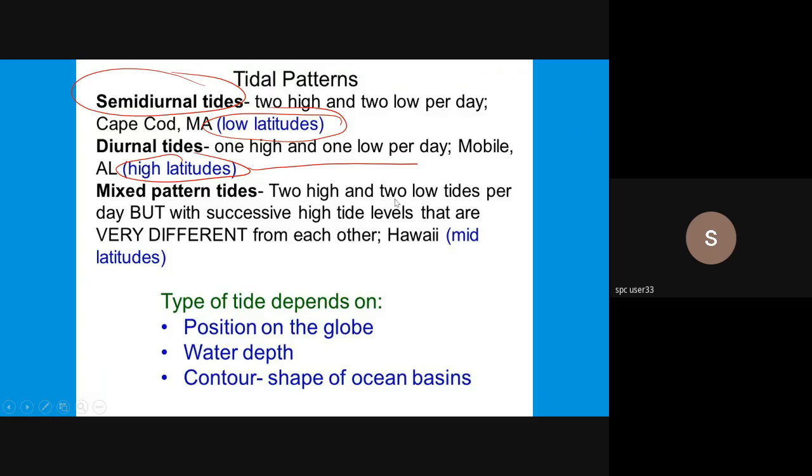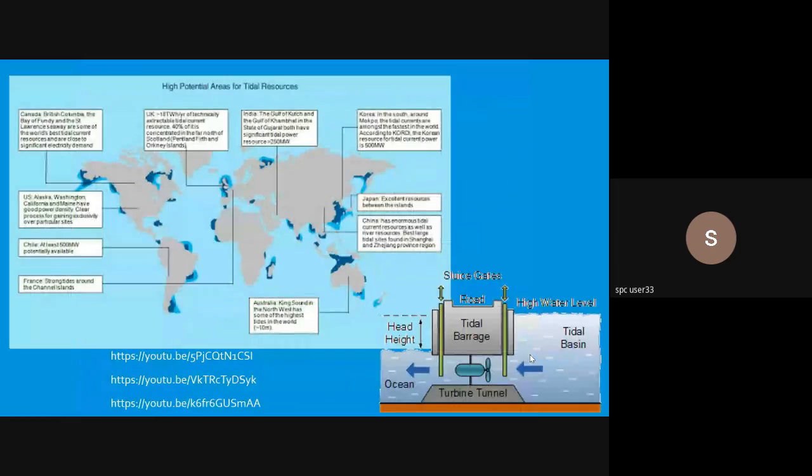Okay, two highs and two lows, but successive high tide levels that are very different from each other. That's mid latitudes for us. The type of tide will depend on the position on the globe, where you are located, as well as the depth of the water and the contour shape of the ocean basins. You'll see that all these affect the type of tide in a particular area.